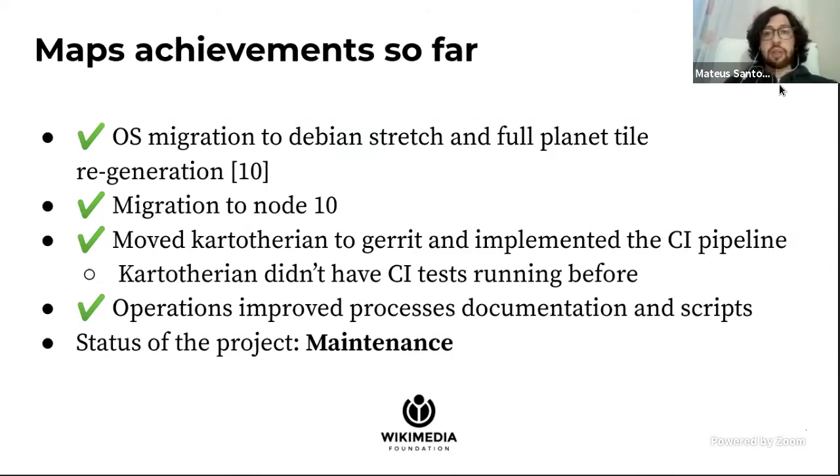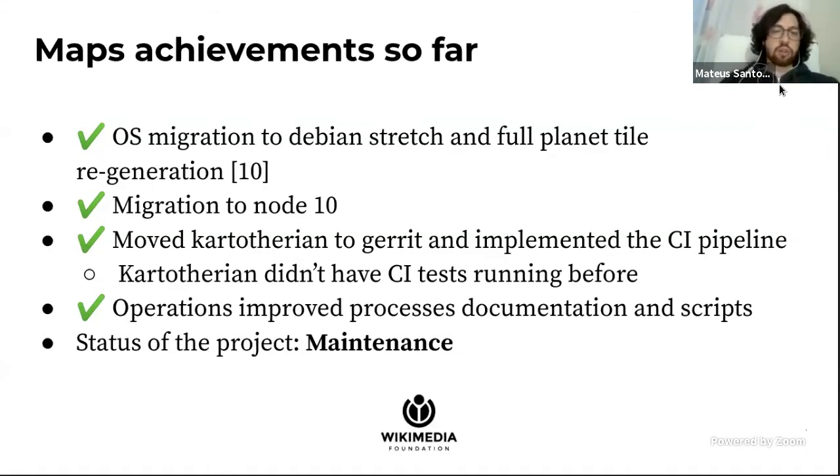We did the migration to Node 10, and at that point, it was the first service to go to Node 10, other than, I think, Mathoid was the first, and then we moved Kartotherian and Tilerator. It was a nice thing for us because it was really difficult. We needed a lot of workarounds to make it happen. So, moving Kartotherian to Gerrit, starting to have CI tests for the first time for maps, and a lot of improvements on documentation, on the operations side and on the development side as well.